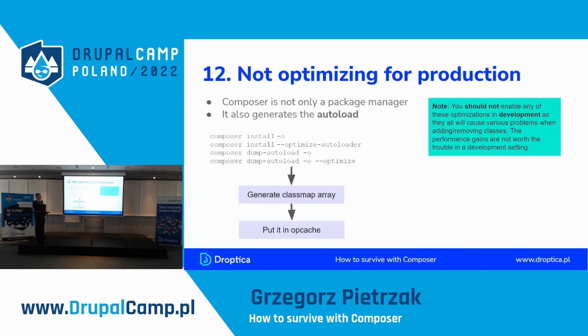So now let's go for some production things. Point 12 is not optimizing your projects for production. This is actually a very easy one, and I'm always surprised that it's not widely used. When you deploy your application to production, you should run composer install with the -o option, and this means that your autoload files are generated into a static form.